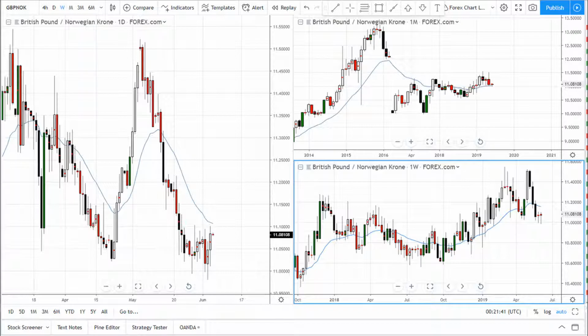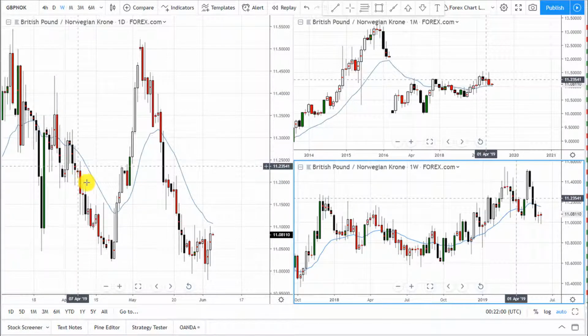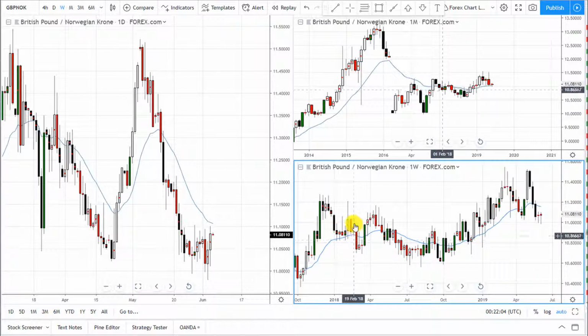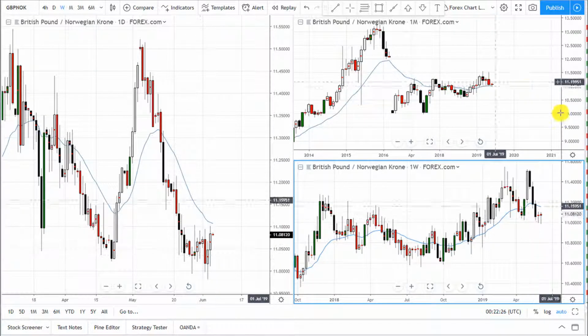Apart from that, let's get right to evaluating the charts. Okay, today we're going to take a look at the British pound versus the Norwegian krone. On this left hand chart here, this is the daily chart where every candle is 1 day. On the bottom right here, every candle is 1 week. And on the monthly here, every candle is 1 month.